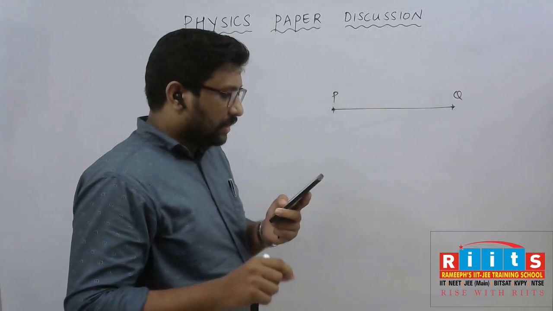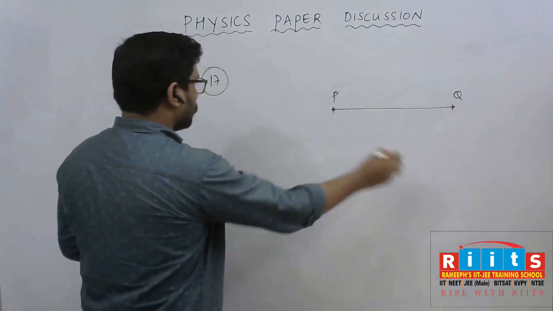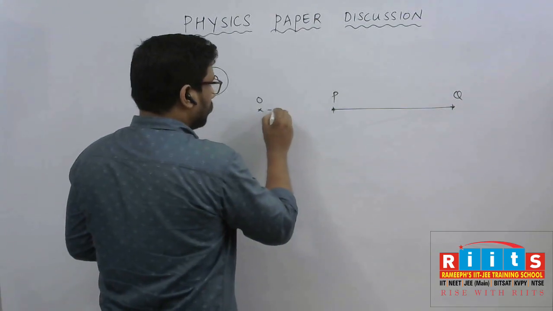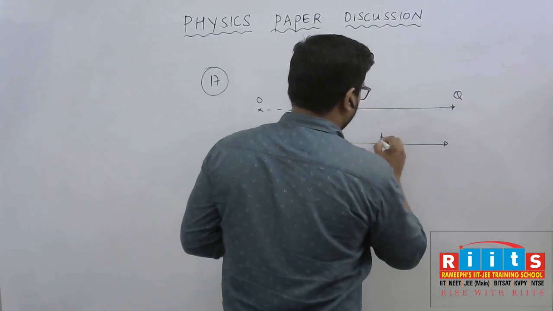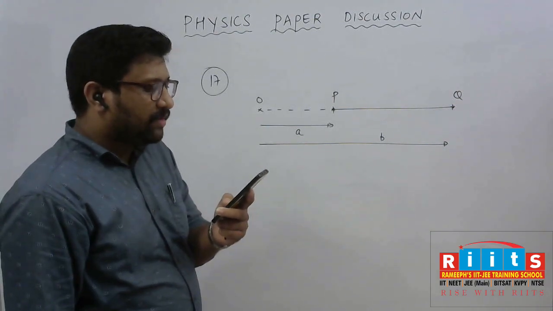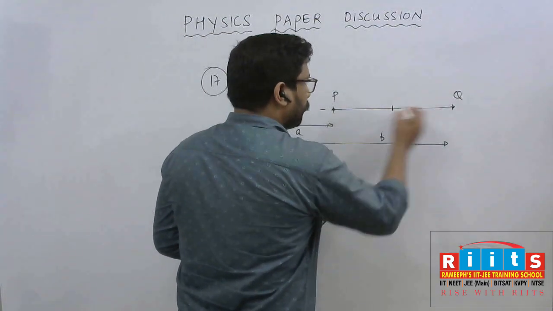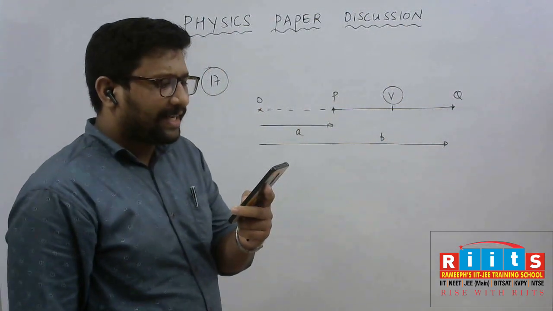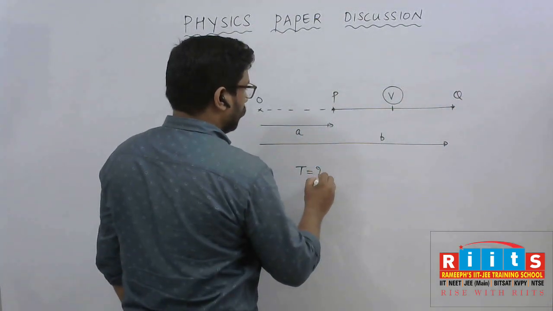One more data they have given. These points are at the distance A and B from a fixed point O. Suppose there is a fixed point O here. From this O, these points are at a distance of A as well as B respectively. Clear? Then they are asking, the velocity of the particle midway between the points P and Q is V. So in between, midway of P and Q, the velocity is V for the particle. They are asking then the time period of oscillation. So the demand of the question is to find out the time period of oscillation.